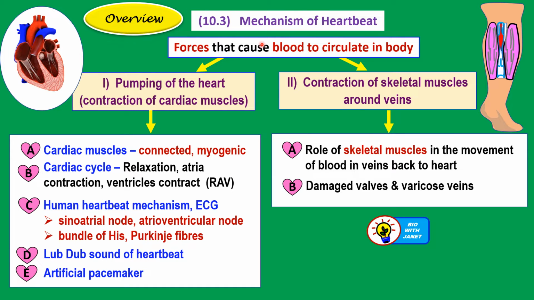Here's an overview of what we will be discussing in this video. 10.3 Mechanism of Heartbeat. Forces that cause blood to circulate in the body. The first force is the pumping action of the heart or the contraction of the cardiac muscles in the heart. And the second one is the contraction of skeletal muscles around the veins, for example, in the leg.